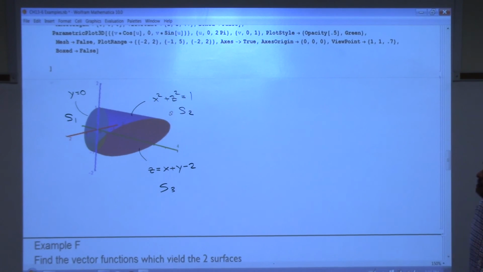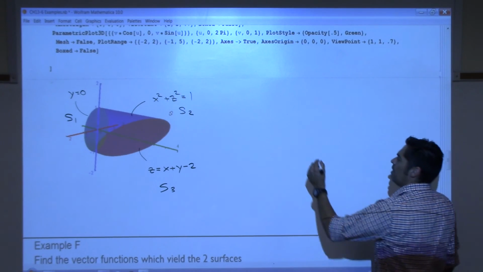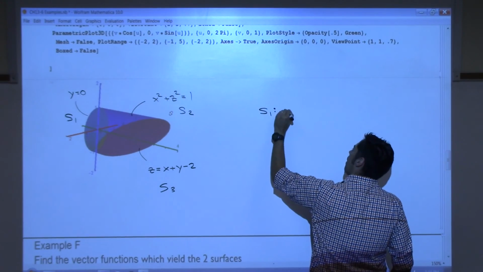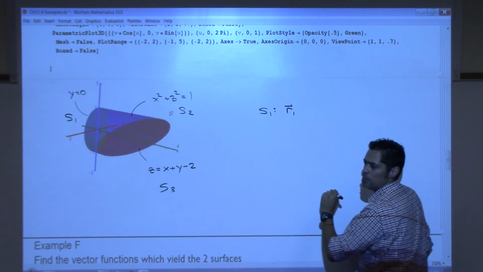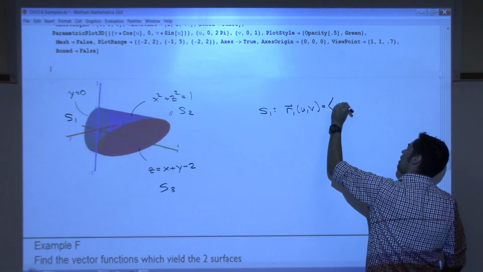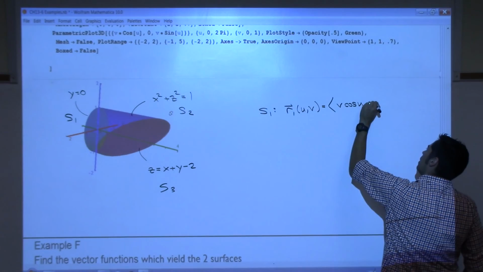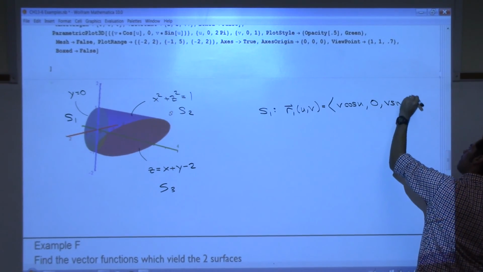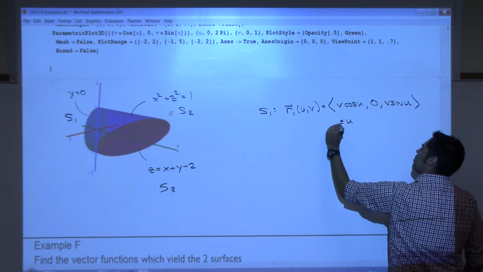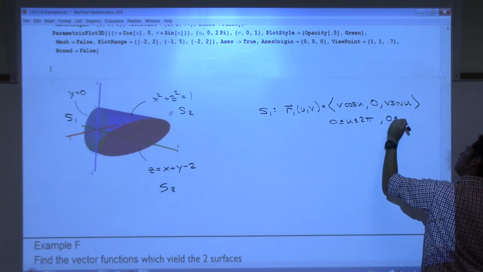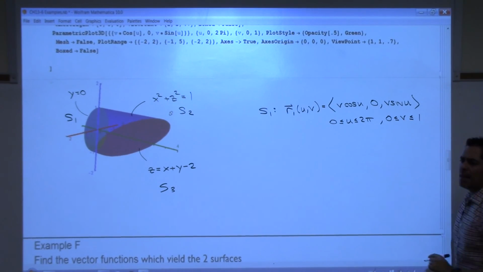Let's start with S1 because it's probably the easiest one. All right, S1 looks exactly like the one we just did. I'm going to call this R sub 1 of uv, so everyone knows which one I'm talking about. And this should be v cosine u, 0, v sine u, and u's between 0 and 2 pi, v's between 0 and 1, right? That should draw me the backside.